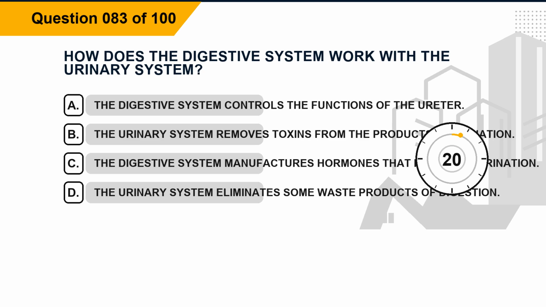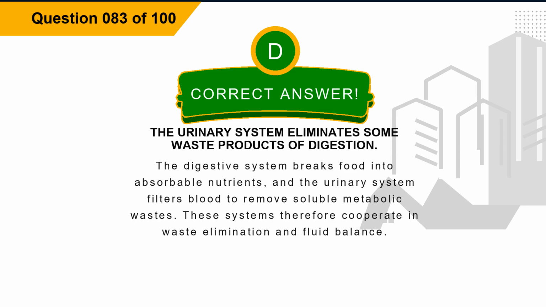Question 83. How does the digestive system work with the urinary system? Option A, the digestive system controls the functions of the ureter. Option B, the urinary system removes toxins from the products of urination. Option C, the digestive system manufactures hormones that influence urination. Option D, the urinary system eliminates some waste products of digestion. The correct answer is option D, the urinary system eliminates some waste products of digestion. Explanation: the digestive system breaks food into absorbable nutrients, and the urinary system filters blood to remove soluble metabolic wastes. These systems therefore cooperate in waste elimination and fluid balance.